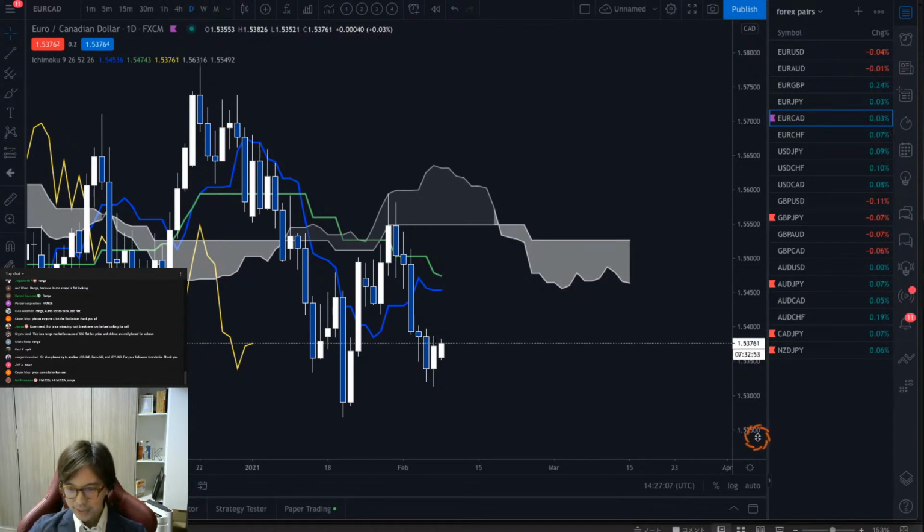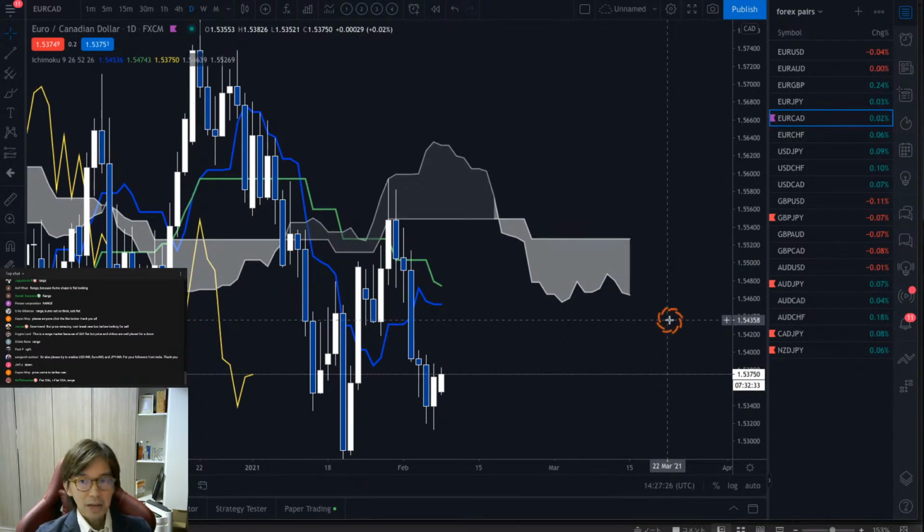Okay, down, alright. Price comes from Tenkan-sen, okay? Yeah, the price came from Tenkan-sen and now it's going down. Flat Senko span B, flat Senko span A, range. So the answer is this is a range market. Yeah, it's a range market.